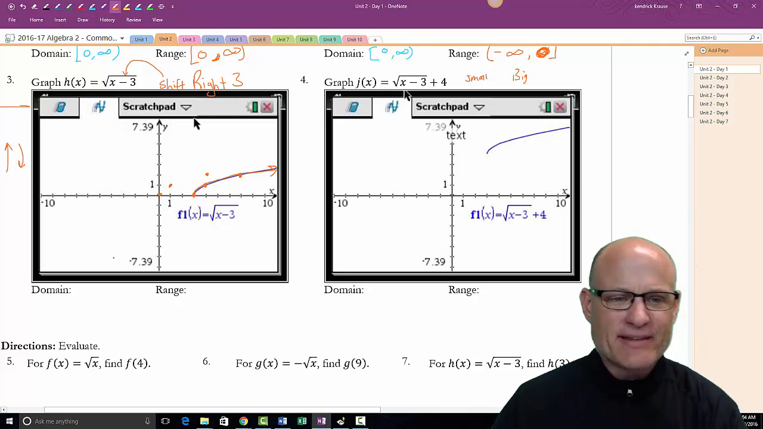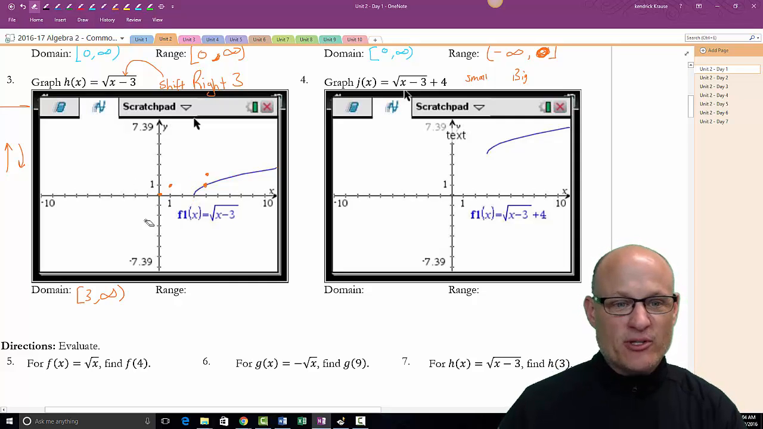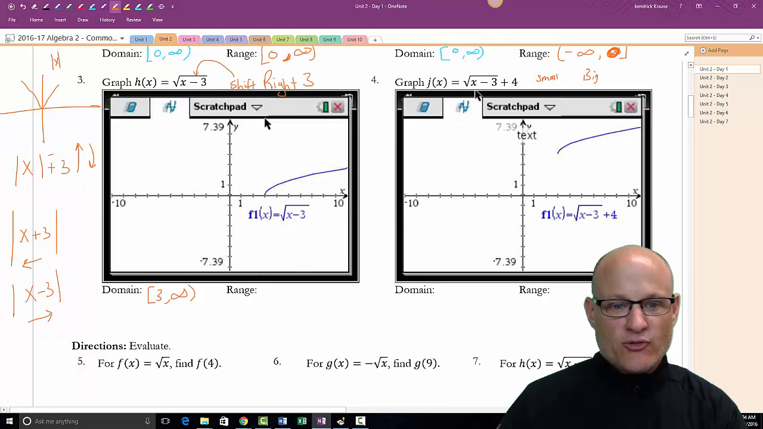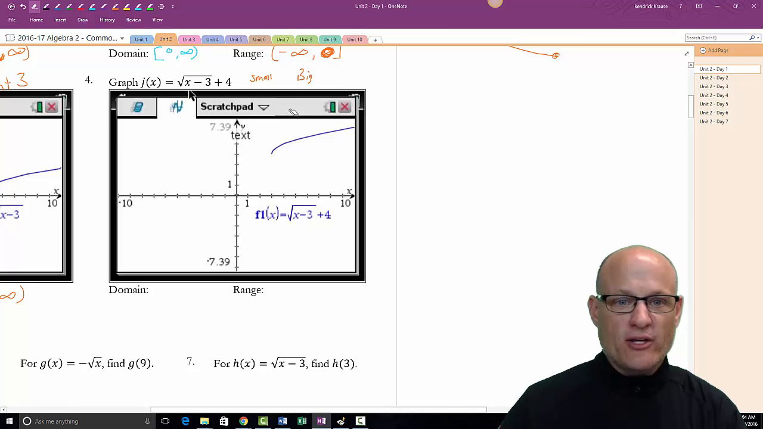And while we're here, let's talk about the domain. Now the domain is going to start right here. This is the lowest x value. That's now 3. So bracket 3 going to positive infinity. Range is not going to change because notice my range is still starting at the origin here. And notice it just keeps going up and up and up. So my range is bracket 0 to positive infinity. Now over here, we made 2 changes.